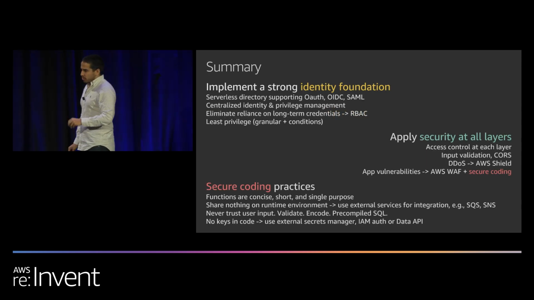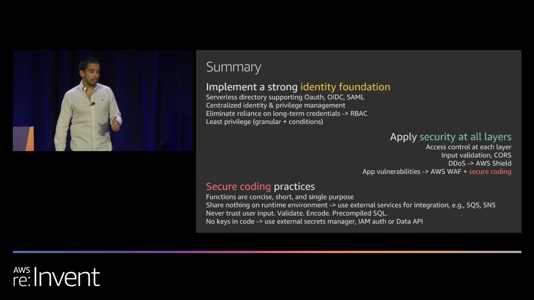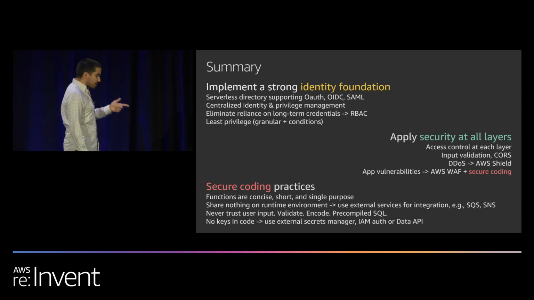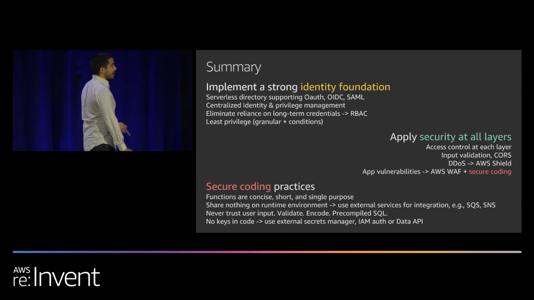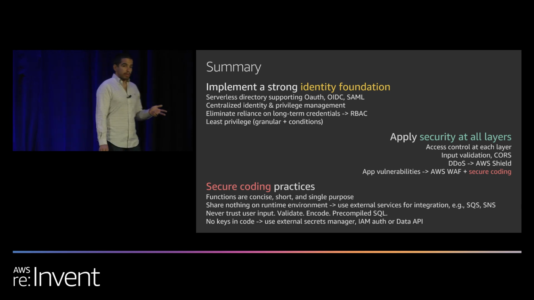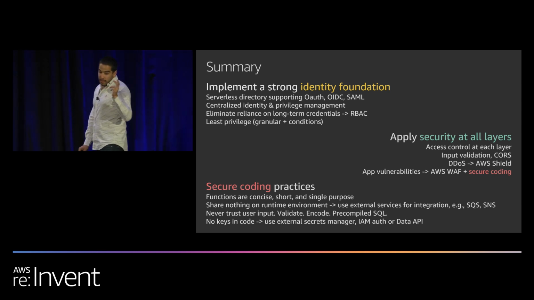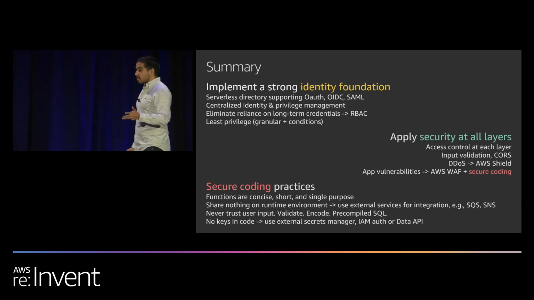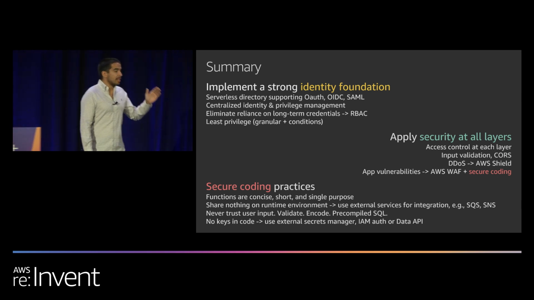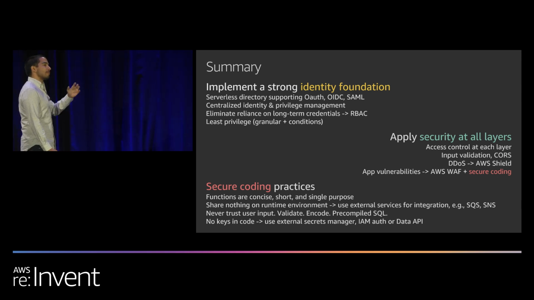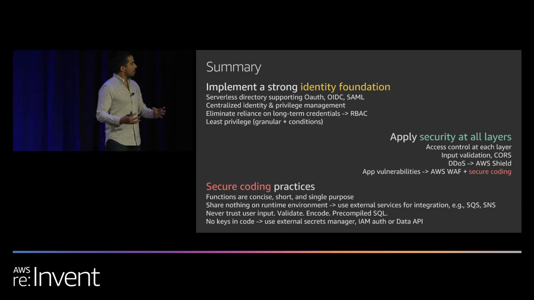So, to close, these are the 3 principles we talked about today. You need to implement a strong identity foundation, use a centralized serverless directory service that is based on standards like OAuth and OpenID Connect. You need to use centralized privilege management. In AWS, that is called AWS IAM. You need to eliminate the reliance on long-term credentials and make sure that you still configure least privilege. You need to apply security at all layers. Make sure that you have a very deep and very layered onion for attackers to go through.